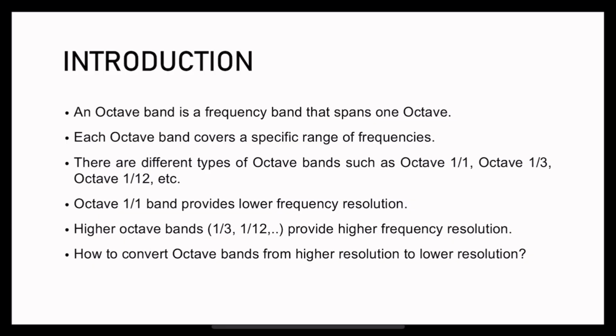So the 1/1 octave band is like an entry-level octave band which provides lesser frequency resolution, and the higher octave bands such as 1/3, 1/6, 1/12, and so on provide higher resolution, but they also consume more data. So let's say you have a higher resolution octave band and you wish to convert to a lower resolution. How do you go about it? Let's see that in detail.